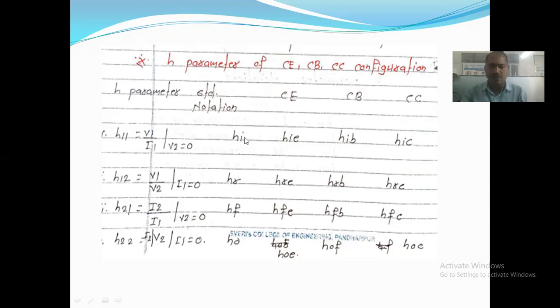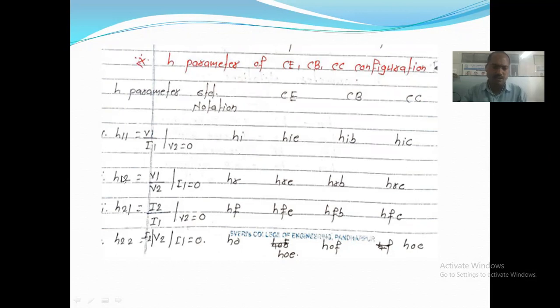For the CE configuration, HI is common and E is taken here, so it is HIE. For the CB configuration, H11 is HI common, and B is taken here, so HIB. For the common collector configuration, H11 is V1 upon I1, which is HI, and C is taken for common collector, so HIC indicates H11 of the common collector configuration. In the same way, we calculate the other parameters.